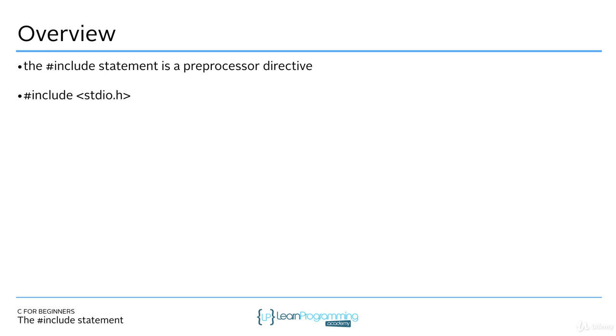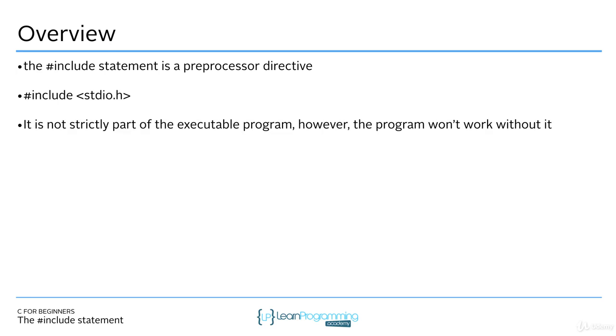And again, the example in our program was including this something in these angle brackets. So we see this include keyword, and then we see this stdio.h. And so this is an example, and this is the one that we used in our first challenge. It is not strictly part of the executable program. However, the program won't work without it. We know it's a preprocessor directive. It doesn't really do much as far as how the program works. It's just telling the compiler before it runs, hey, we're doing something here with this include. And so if you don't have it there, the compiler is going to complain and throw errors.